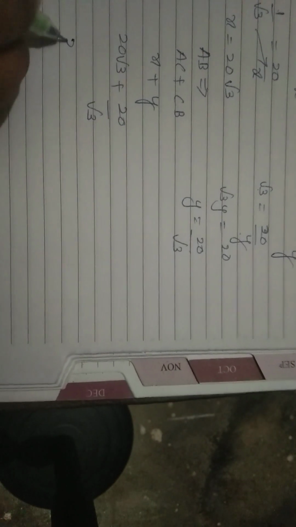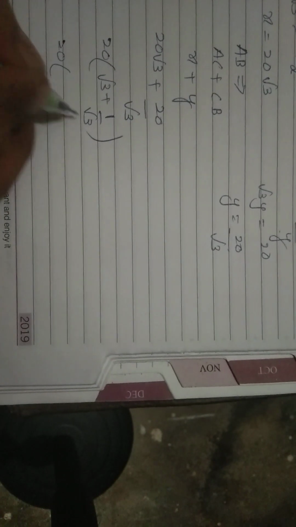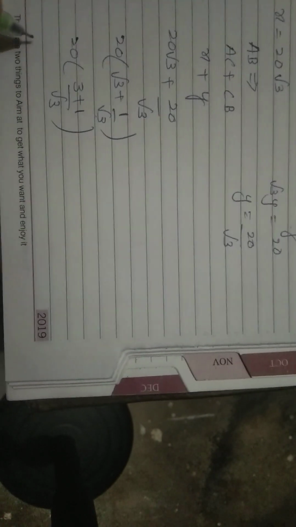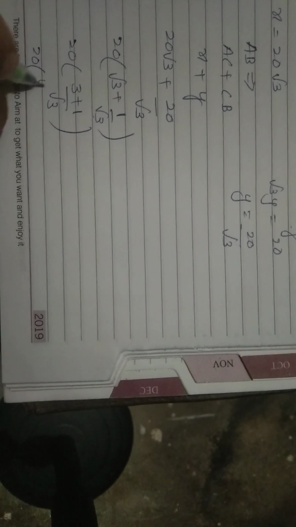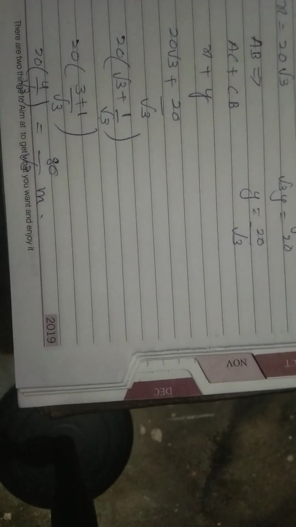So I can take 20 common, root 3 plus 1 by root 3. So 20 into root 3 into root 3, 3, plus 1 by root 3. So 20 into 3 plus 1, 4 by root 3. So 20 fours are 80 by root 3. So what is the distance between two boys? Distance between two boys is 80 by root 3 meters.